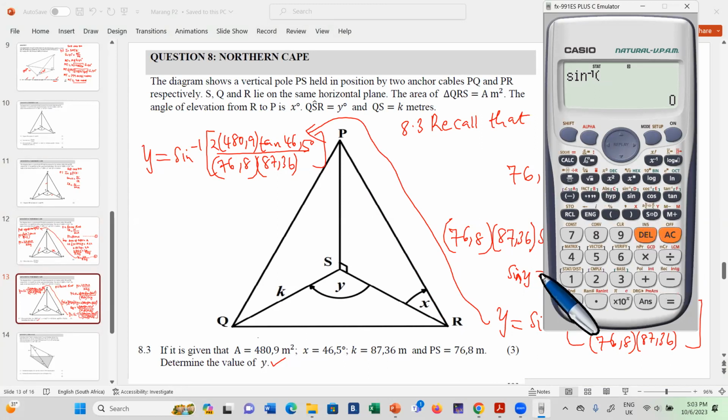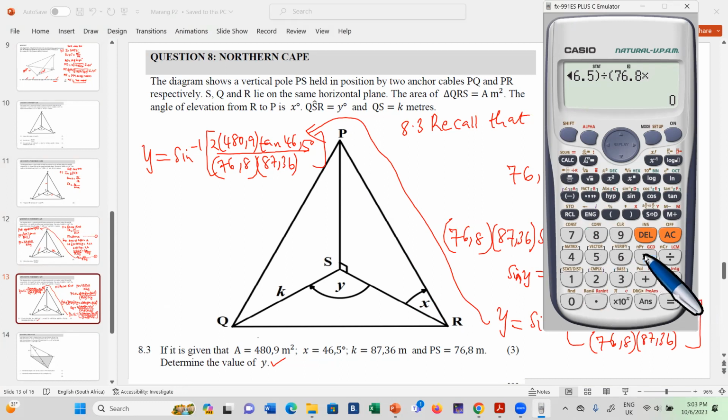You can first, for instance, do the number 2 times 480. So you do 480.9. You multiply that by the tangent of 46.5, like this, and you close there. And moreover, you now continue to perform division. So you divide by, you put your parentheses like this, 76.8.